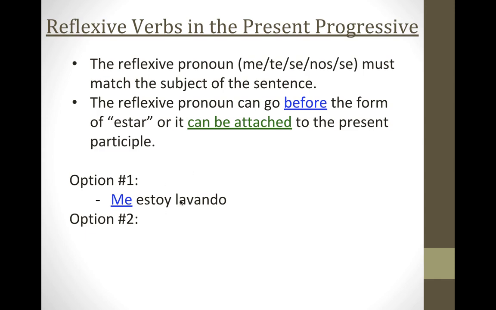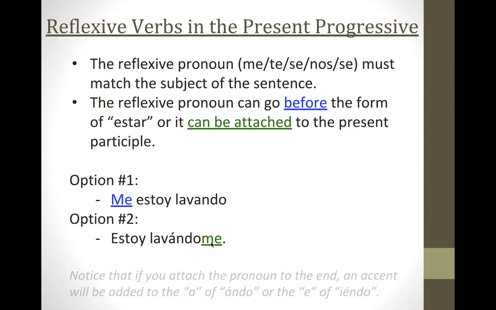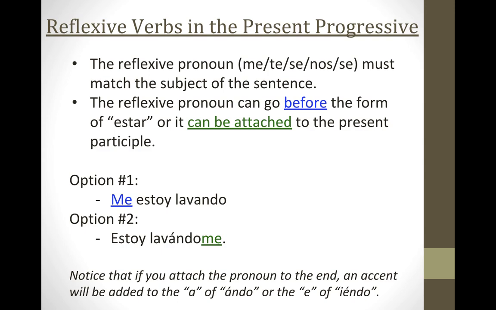Okay, there is a second option that I can use when placing the reflexive pronoun. I can attach that pronoun to the present participle. Okay, I can say estoy lavándome. You will notice that if you attach the pronoun to the end, an accent will be added to the A of ando or the E of yendo. And that's just to preserve natural stress.